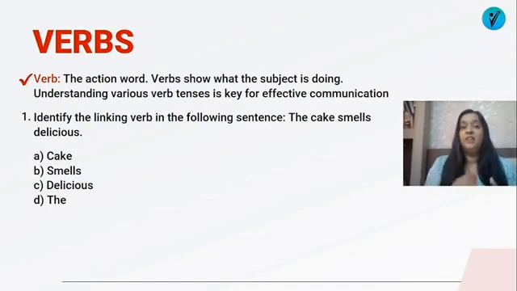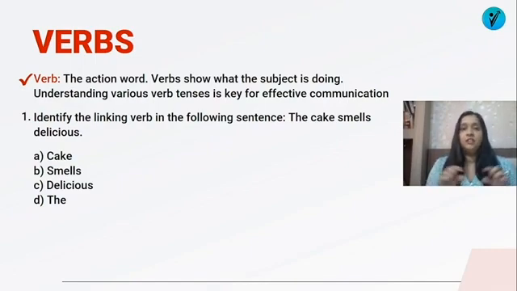Apart from identifying the different parts of speech kind of questions, the knowledge of these parts of speech will also help you with sentence correction kind of questions, and of course your written English communication as well. So verbs are nothing but action words. Action words and verbs basically show what the subject is doing.